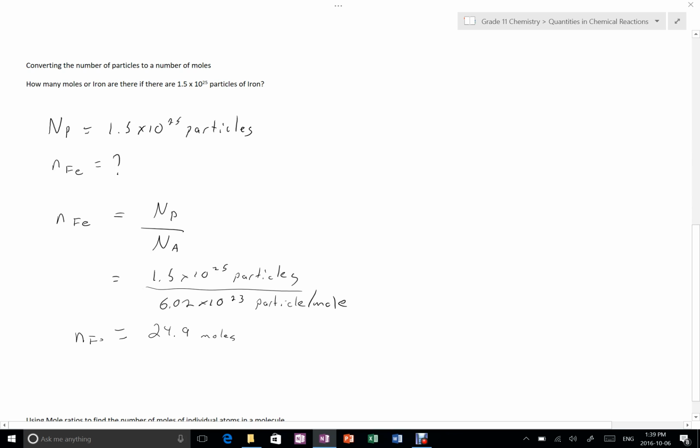So that's one way to get there using the equation. You could also use the factor reduction method. So I've got 1.5 times 10 to the 25 particles, and I want to convert my number of particles into a number of moles. For every 1 mole, there's 6.02 times 10 to the 23 particles. And now I can see I have a number on the top, and this is on the bottom. And remember, if something's on the bottom of a fraction, that just means divide. So if I go 1.5 times 10 to the 25 divided by 6.02 times 10 to the 23, same calculation as before, of course, because these two methods are consistent, just a different way of thinking about it. I'm still getting 24.9 moles.